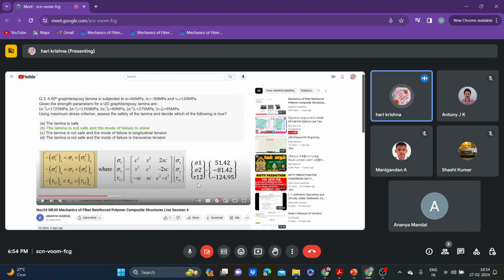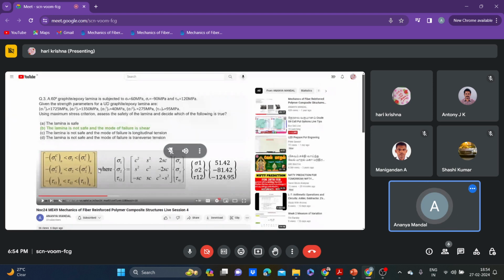I missed that paper, ma'am, but it was coming the same as this. The first value is positive, the next two are negative. But were those values staying within the range you have to check? Even if the second value, sigma 2, is negative, it should lie between minus the compressive strength in transverse and positive the tensile strength in transverse. So you have to see this range.